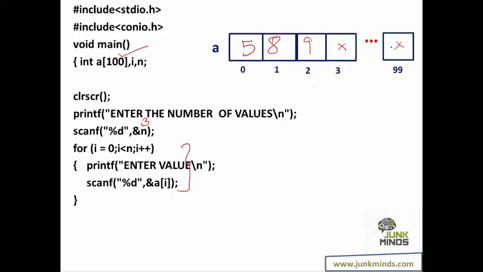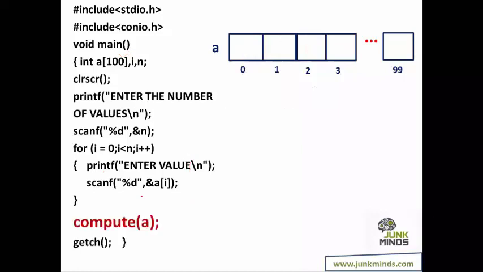How do we go about doing something like this? Observe this. Over here, I'm calling this function compute and I'm writing A. That's it.